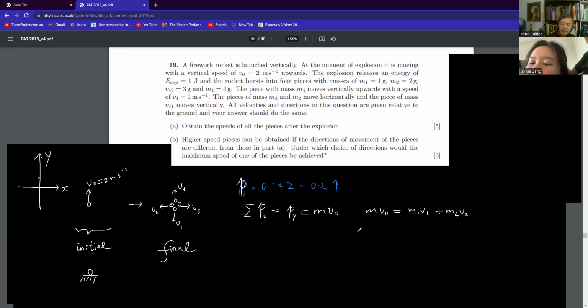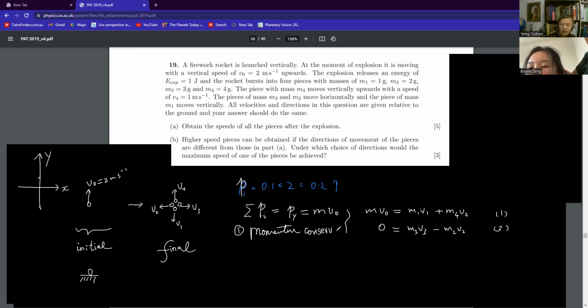And on the other hand, the horizontal direction is 0. Can you see? Horizontal direction is 0. Therefore, M3 V3 minus M2 V2 is 0. That is two conservation laws. That's momentum conservation, right? So first we use the momentum conservation.